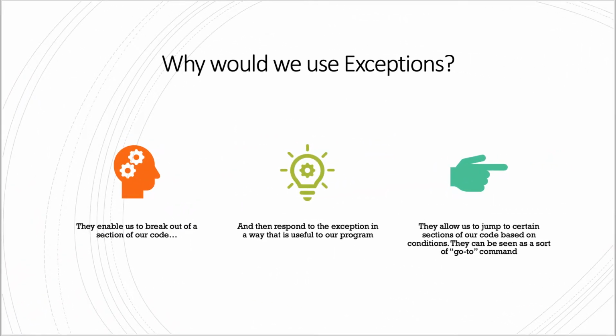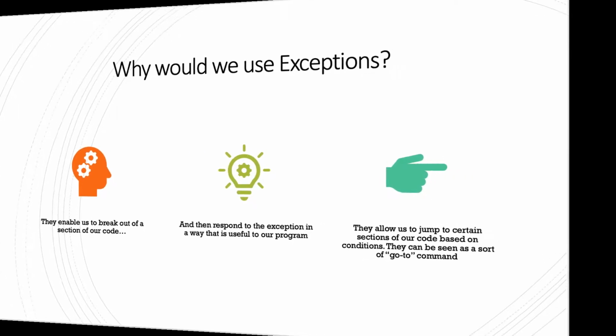What are the reasons we'd want to use exceptions in our code? There are several good ones, but here are just a few. To enable us to break out of a section of code and then respond to the exception in a way that's useful to our program. They allow us to jump to certain sections of code based on conditions. They can be seen as a sort of go-to command. We don't have that in the Python language, but these can be seen as taking the place of that or playing in that space.